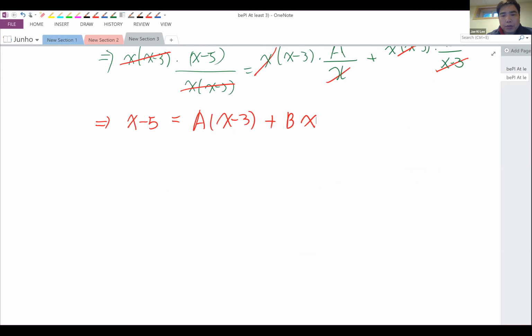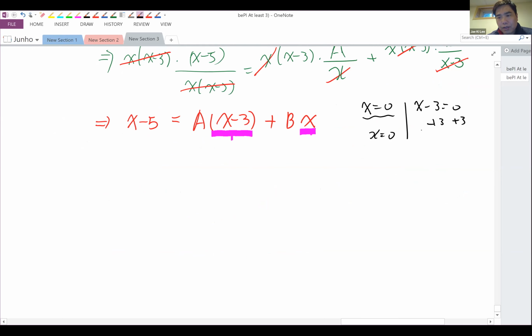So you need to look at these factors. What value makes each expression become 0? So set x equal to 0, and then x minus 3 equal to 0. Then this one is just x equals 0, and combining the 3 here, x equals 3. Good? So now we are plugging each value into this equation, then we can find the a and b values.